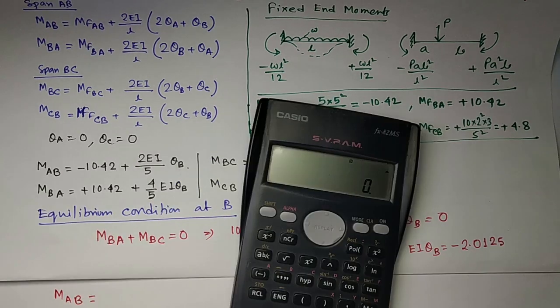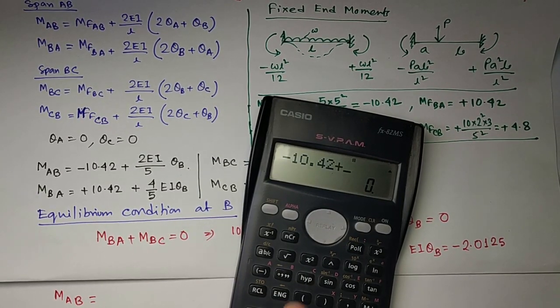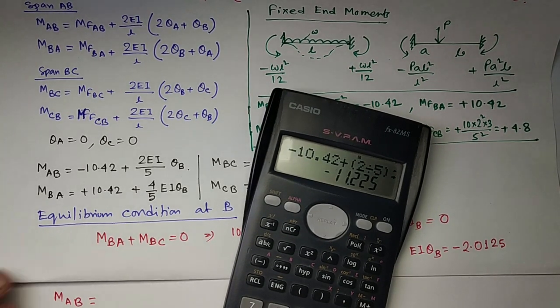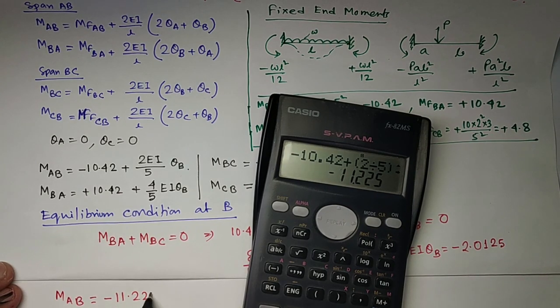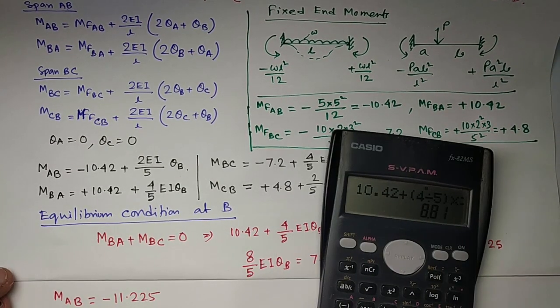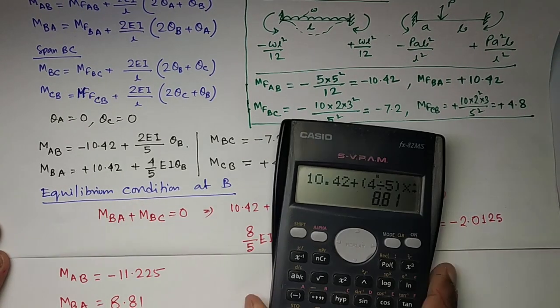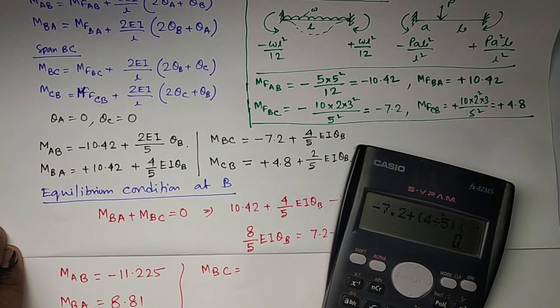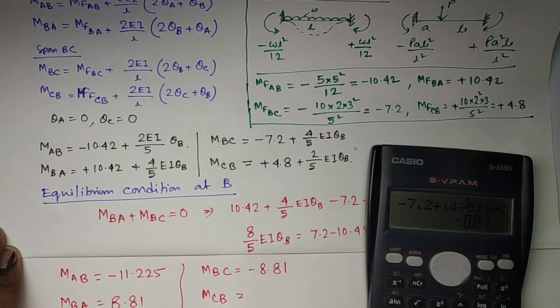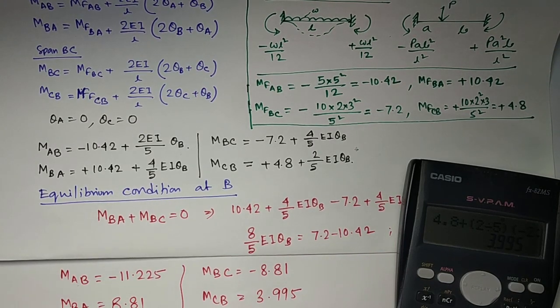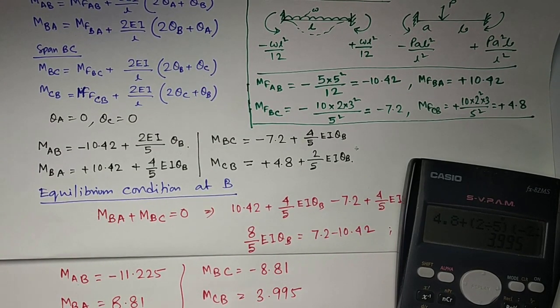So now put this value of EI theta B into these equations and get the corresponding moment values. So MAB equals minus 10.42 plus 2 by 5 into minus 2.0125, which gives minus 11.225. So we got all the moment values. Now it's time to draw the bending moment diagram.